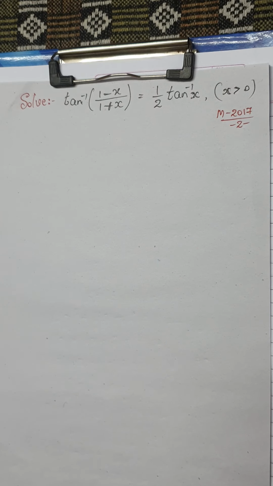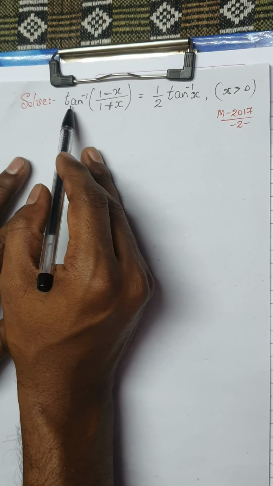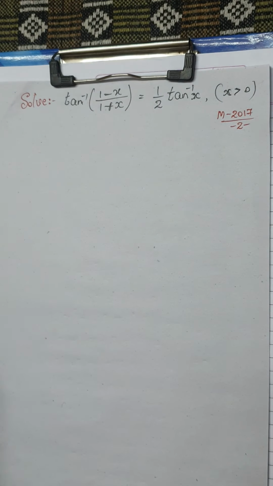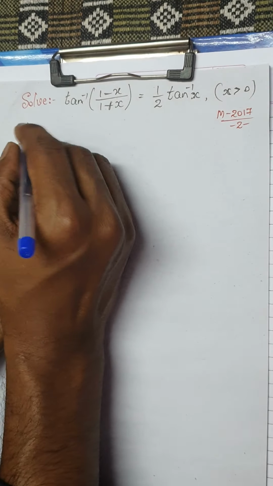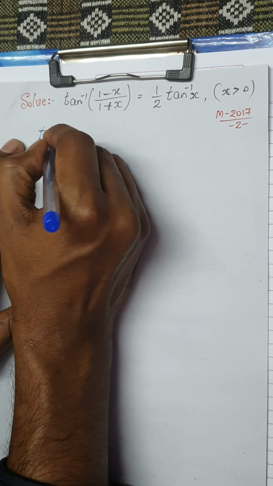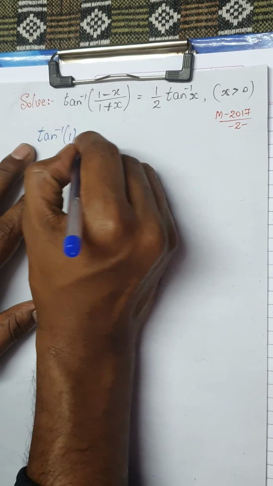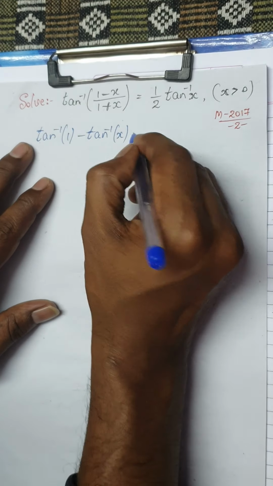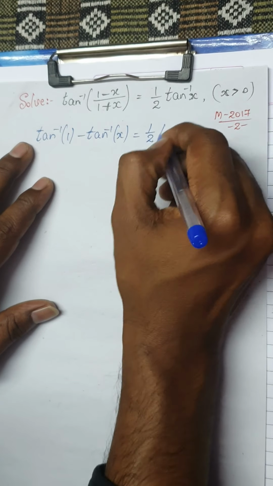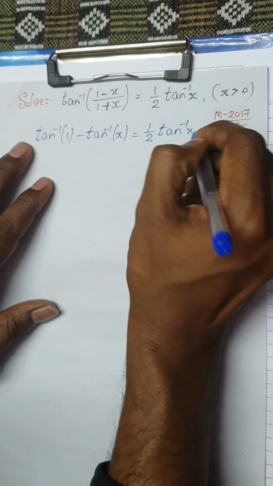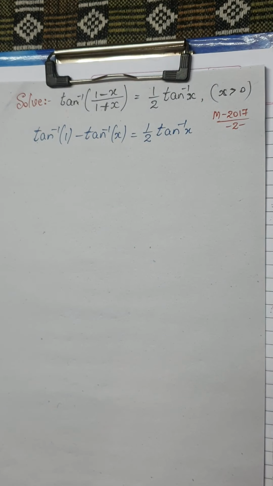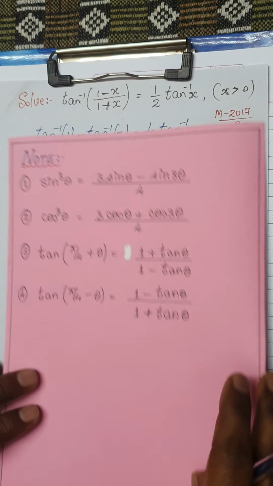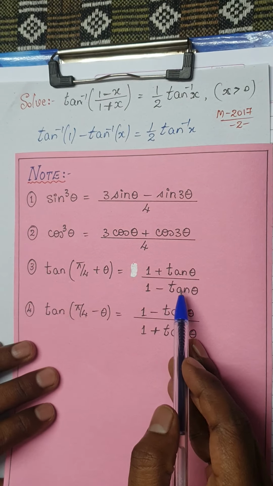Now remember, the LHS is of the form tan inverse of 1 minus x divided by 1 plus x. If you know this, this LHS can be written as tan inverse of 1 minus tan inverse of x. This is my LHS. The RHS will be 2 times tan inverse of x. You might be wondering how you got this result.